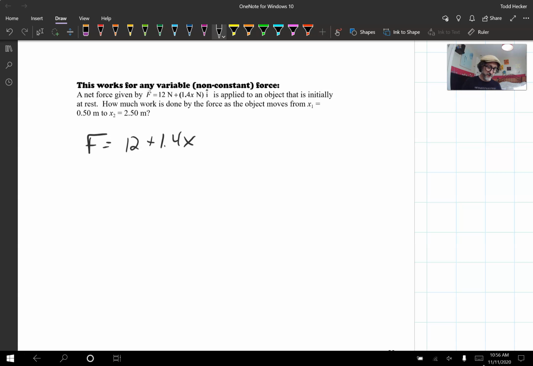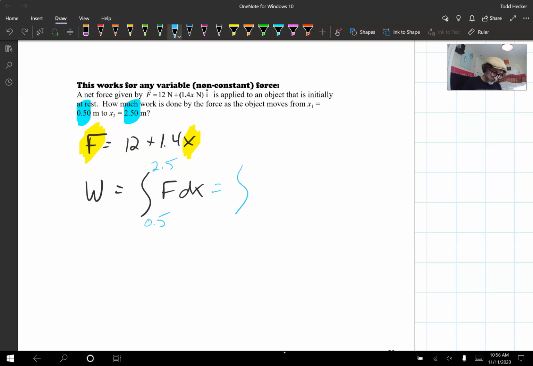So notice here, the force being exerted depends on the position. Thus, it is not a constant force. All right, so we're trying to find the work done. Well, the work done by a force should be the integral of the force with respect to position between my starting position and my ending position. So between 0.5 and 2.5.